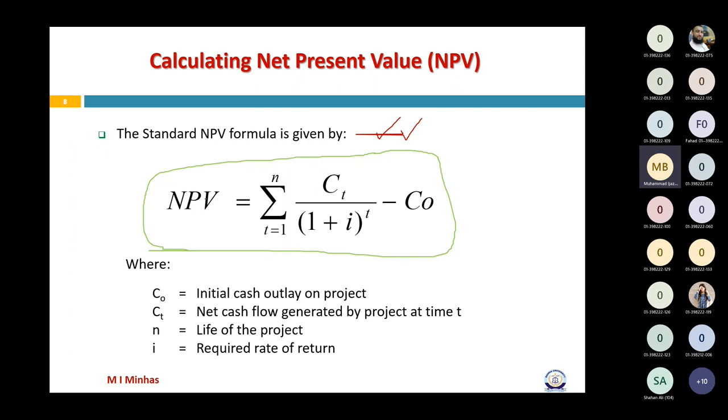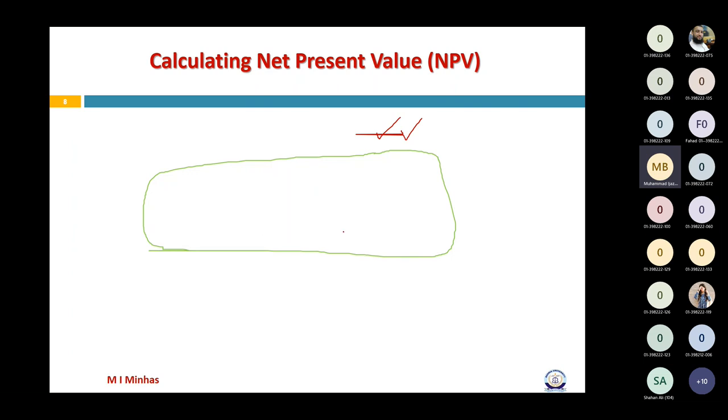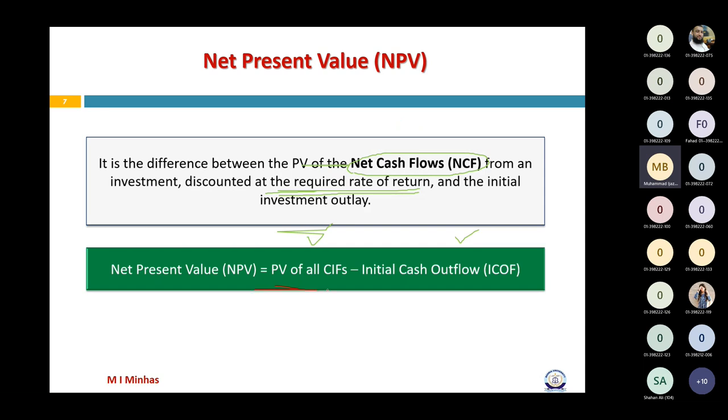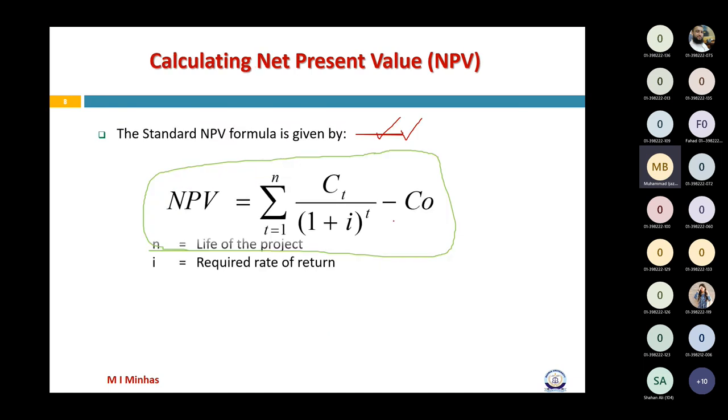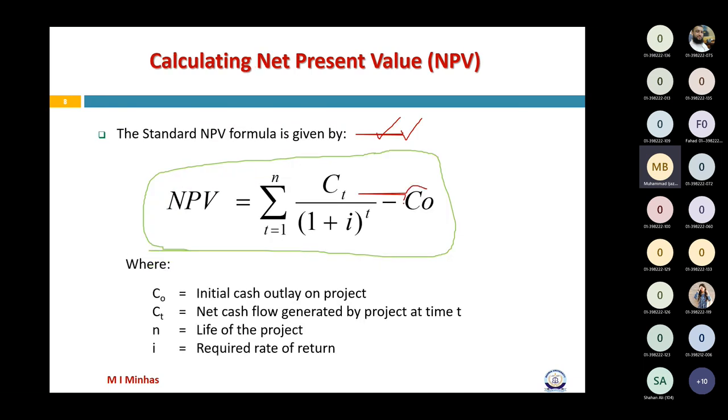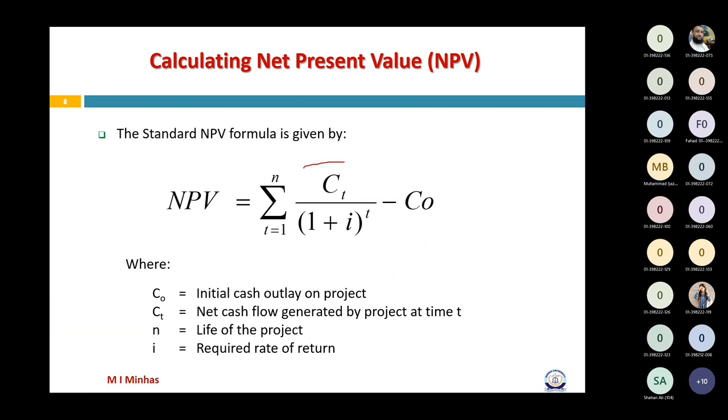But if you look at this, this is the same formula that we just saw, and that is present value of all cash inflows, right? Minus the initial cash outlay. Like here, this CO is representing what? This is the initial cash outlay, right? So it is the same thing. Now, the next thing is summation of CT divided by 1 plus I raised to the power T.